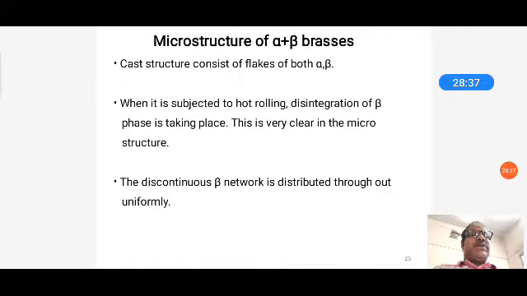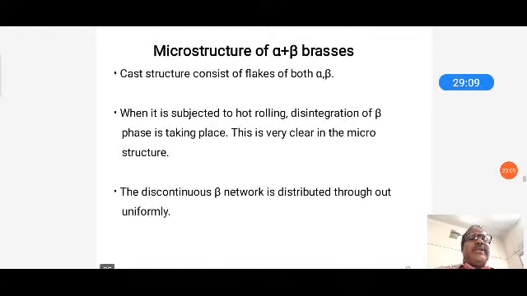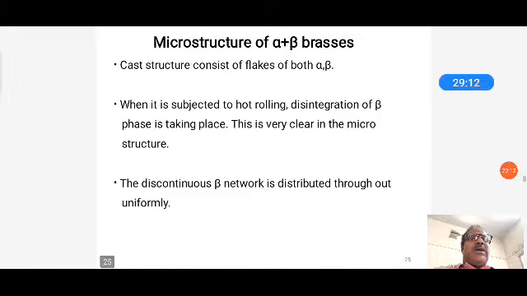When it is subjected to hot rolling, a disintegration of beta phases takes place. This is very clear in the microstructure. The discontinuous beta network is distributed uniformly throughout the solid solution. That is why high strength and reasonable ductility are obtainable in alpha plus beta brasses.